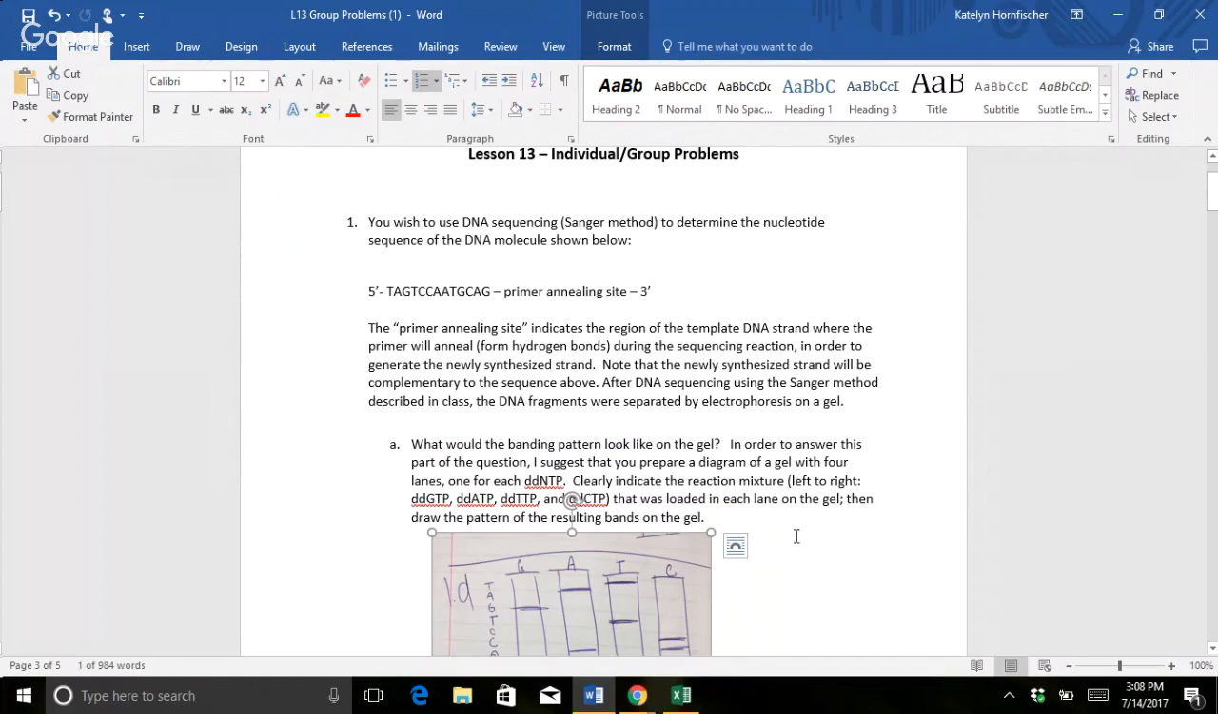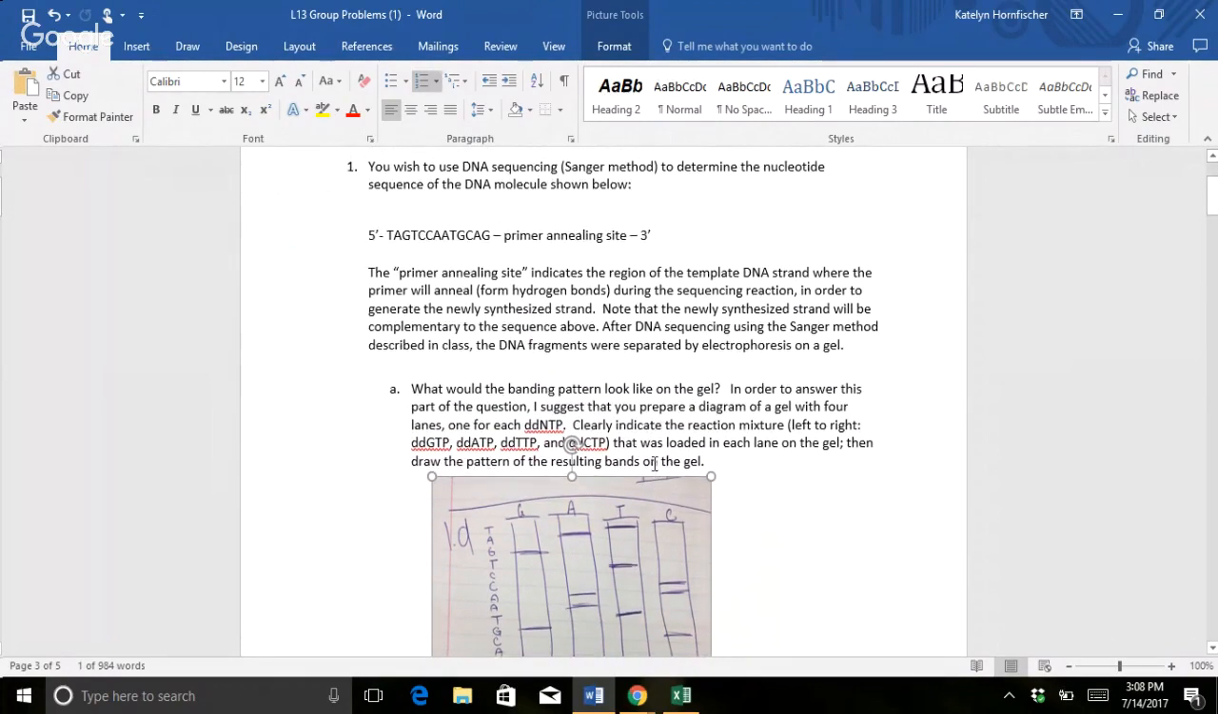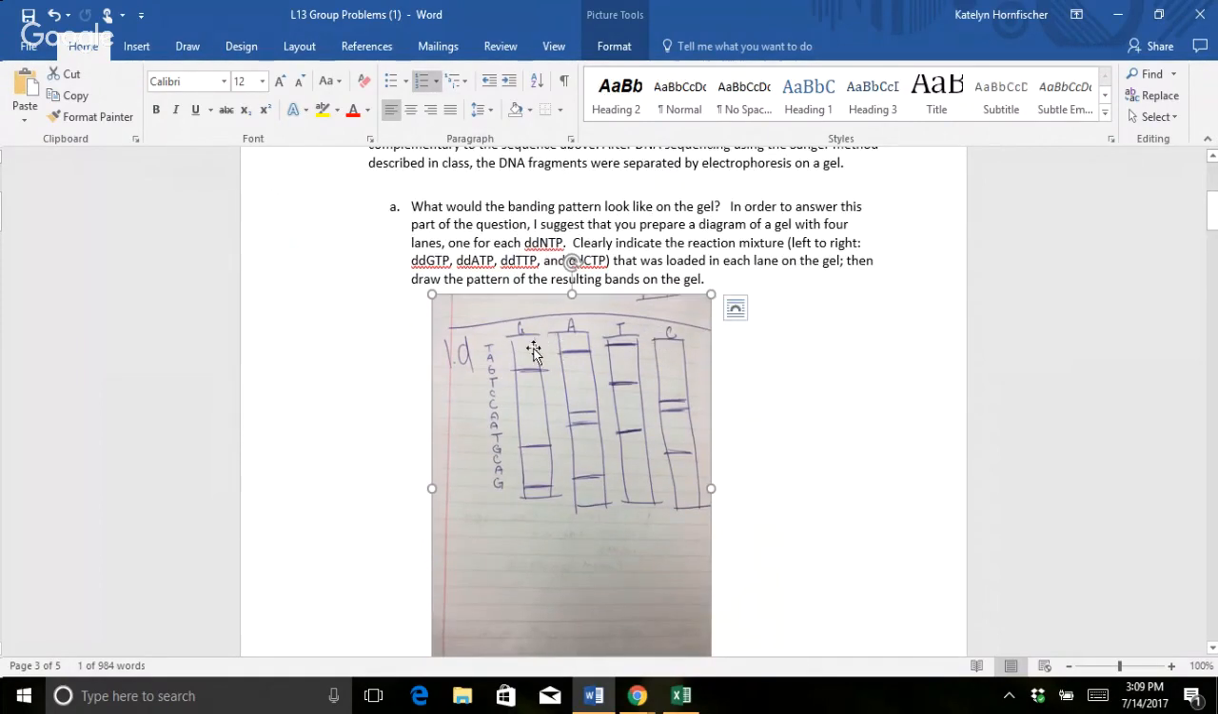I'll start off with number 1. What would the banding pattern look like on a gel if we had this sequence of DNA? I have it drawn out here. So you would have your G's, about 3 bands on your G line, about 4 on your A line, 3 on your T, and 3 on your C.